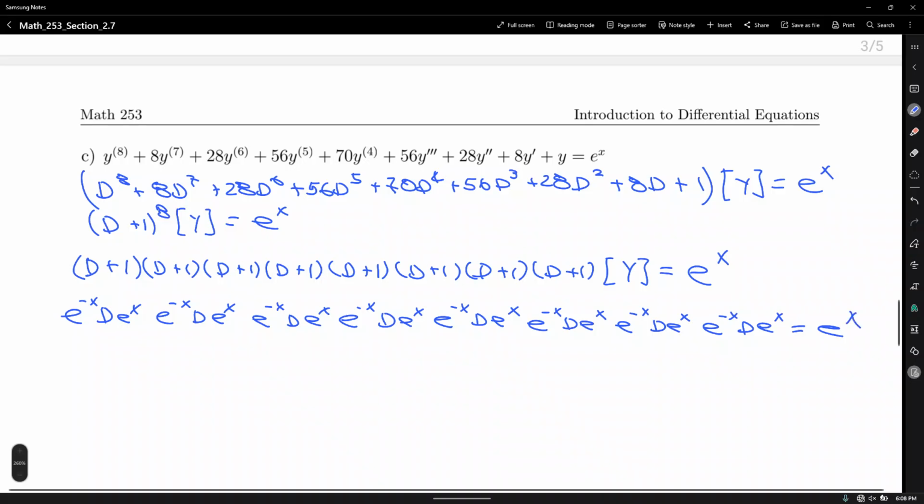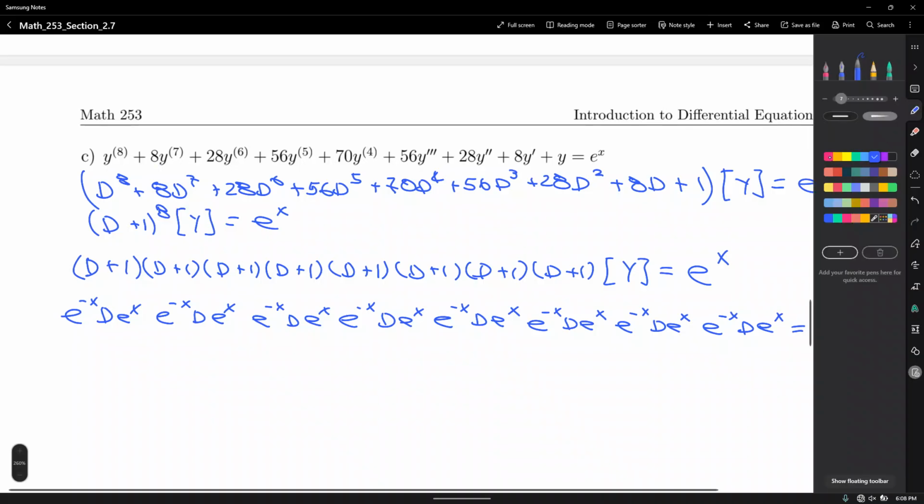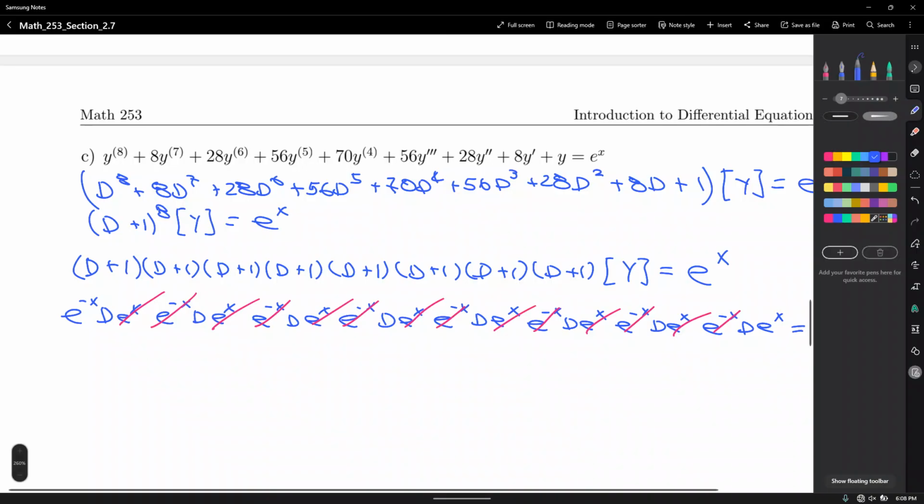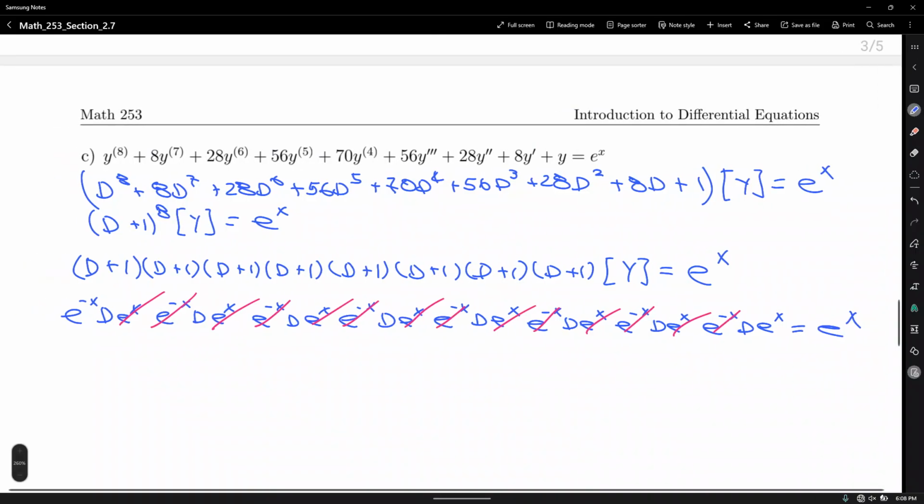Okay, guys, just check this out. You're gonna love this actually. Cancel, cancel, cancel. Goodbye. Thank you so much. How many D's are we left with here? This is gonna leave us with e to the negative x, D to the 8th power, times e to the x, acting on y equals e to the x.